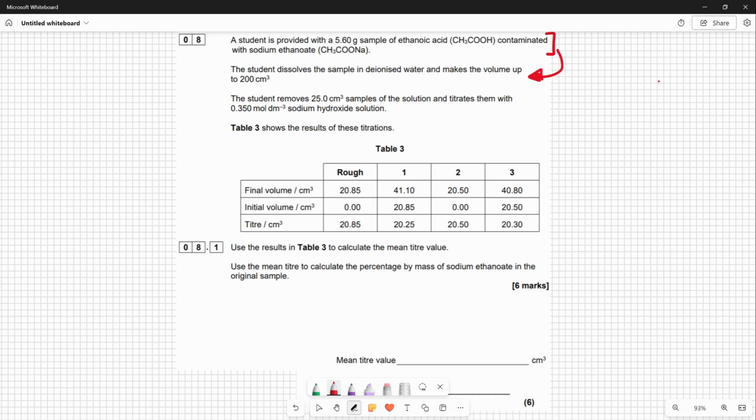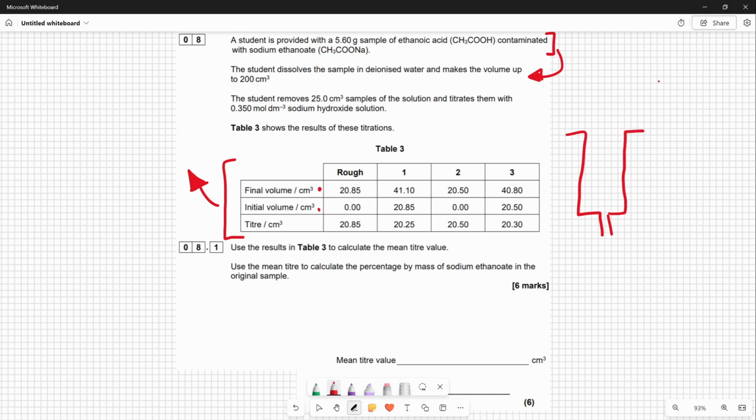sodium hydroxide solution. And the volume of sodium hydroxide solution is actually in this table, and that's what we're going to work through now. So let's look at this table. The initial volume of sodium hydroxide is over here, and the final volume of sodium hydroxide within the burette is over here. And what we're trying to find out is the titer. And the titer is the volume of sodium hydroxide used.